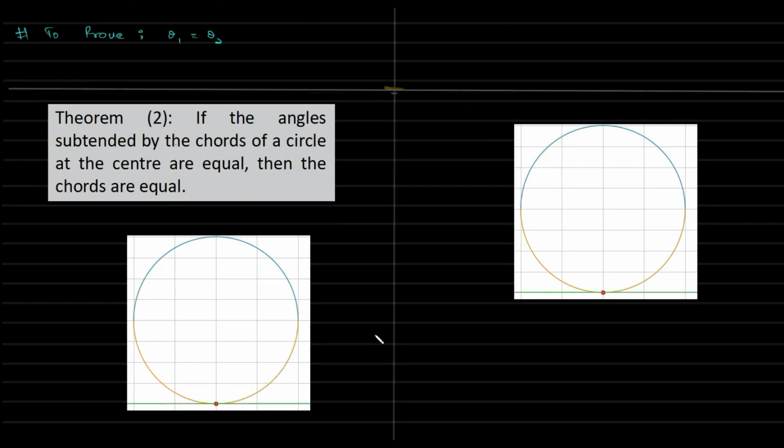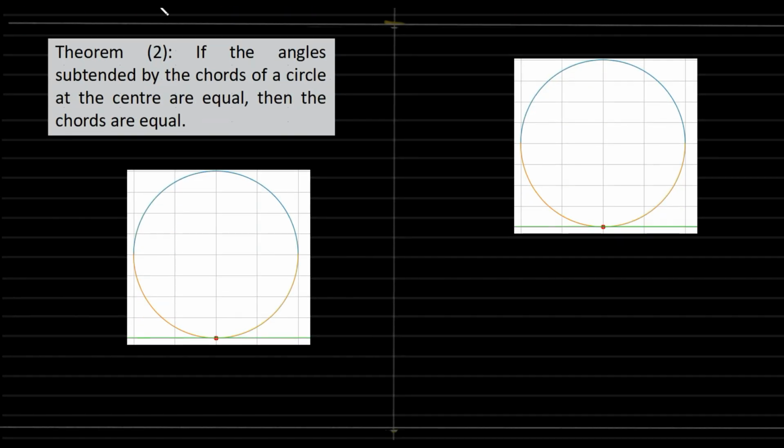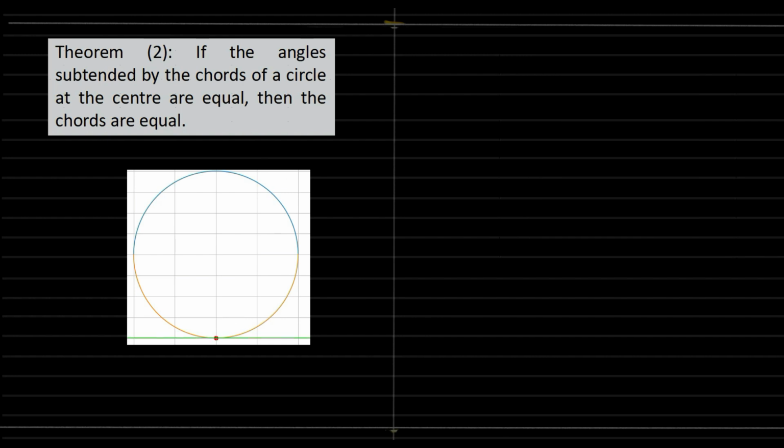On the same lines we have the converse of this. Okay, so the theorem again here is the same thing, we just need to prove that they are congruent. The second theorem is if the angles subtended by the chords of a circle at the center are equal, then the chords are, I mean, not same, they're equal. So same thing, you have two chords, that's your center. Again this is your center.